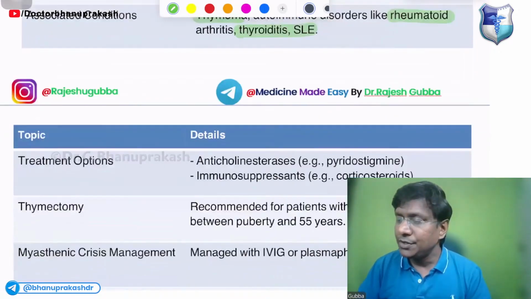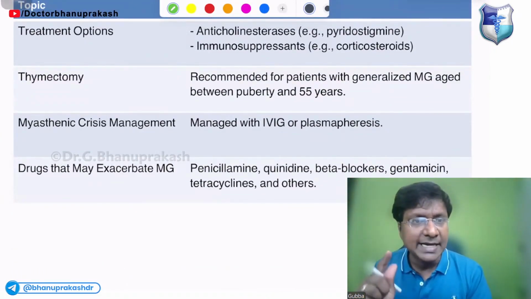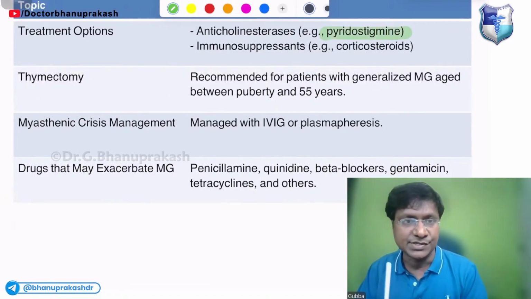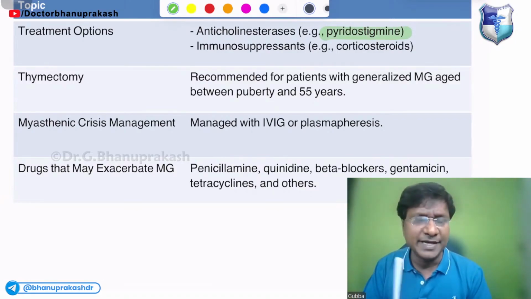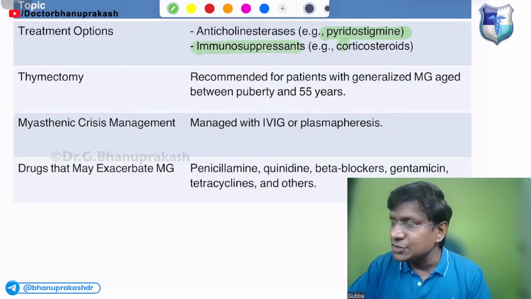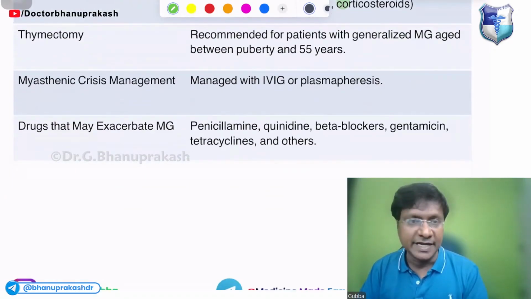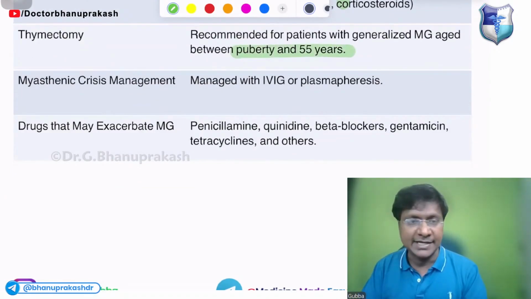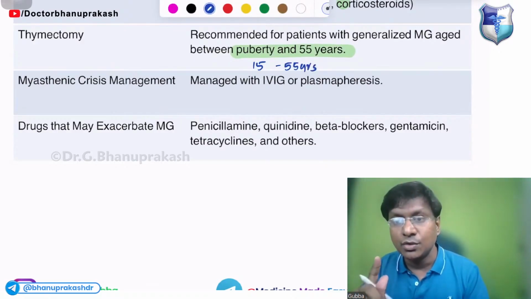Okay, then how do you treat patients with myasthenia gravis? In the mild form of myasthenia gravis, we give pyridostigmine, that is anticholinesterases. Okay, that is basically cholinesterase inhibitors, right? Whereas in the severe form of myasthenia gravis, we give prednisolone, that is, corticosteroids have to be given. And what is the role of thymectomy? Thymectomy should be done in all individuals between puberty and 55 years of age. That means patients with myasthenia gravis aged 15 to 55 years have to undergo thymectomy.